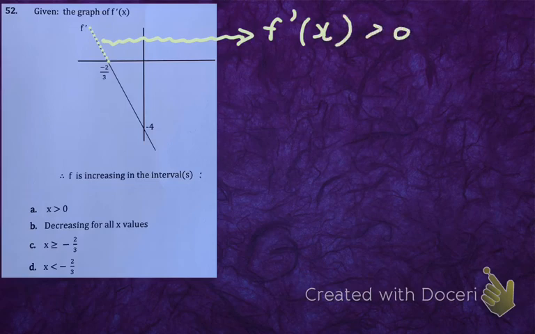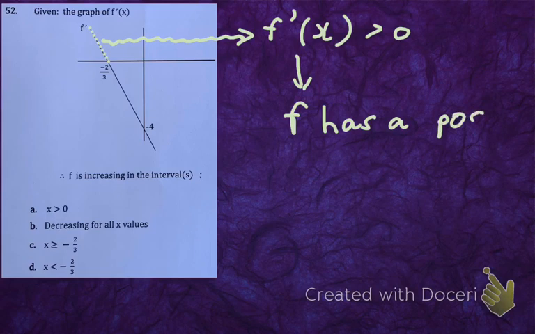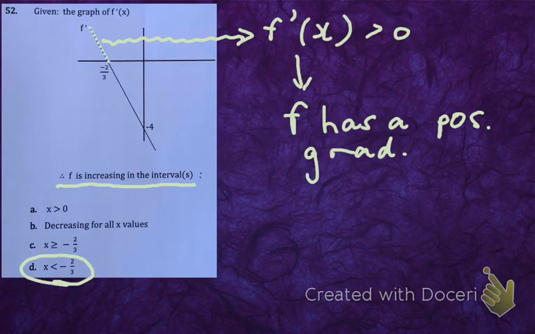Alright, so the graph of f would have a positive gradient. F has a positive gradient where x is less than minus 2/3. Look at the graph. That means that the graph increases to the left. The graph of f increases to the left of minus 2/3. And there sits your answer.